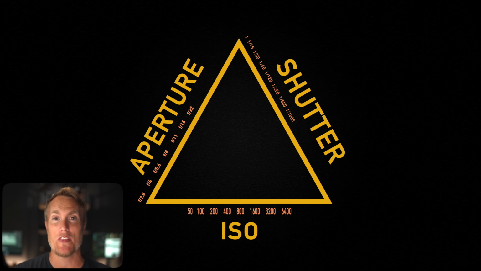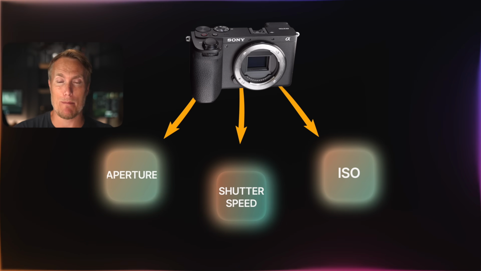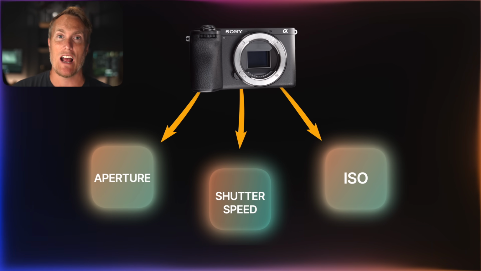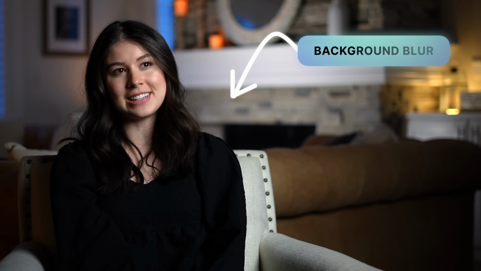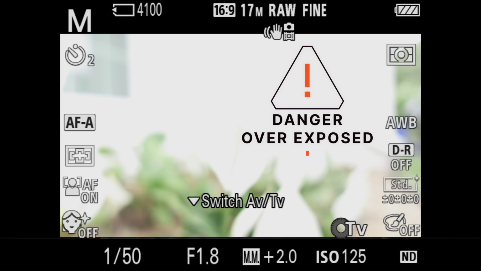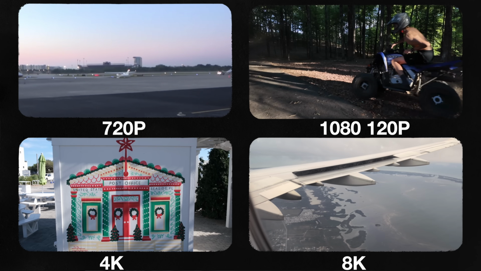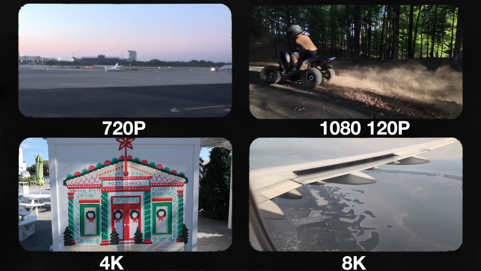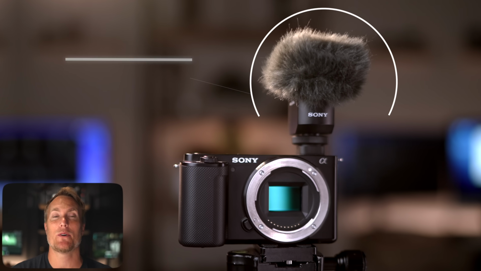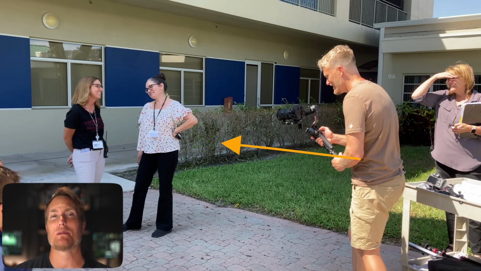We're gonna start off with the exposure basics. I'm gonna talk about aperture, shutter speed, and ISO. And then I'm gonna break down how each one affects your depth of image, your sharpness, and your brightness. Then I'll explain to you how to base out your camera by choosing the right frame rate. I'm also going to talk to you about what resolution actually means and the importance of good audio and camera movement. My most important tip I'm going to save for the end, so make sure you stick around.